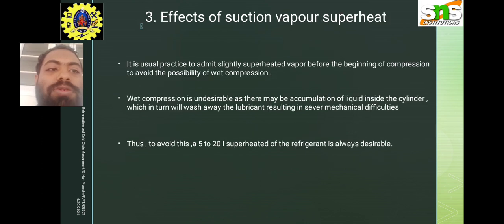Effects of suction vapor superheat. It is usual practice to admit slightly superheated vapor before compression to avoid the possibility of wet compression. Wet compression is undesirable as there may be accumulation of liquid inside the cylinder, which in turn will wash away the lubricant, resulting in several mechanical difficulties. Thus, to avoid this, 5 to 20 degrees of superheat of the refrigerant is always desirable.